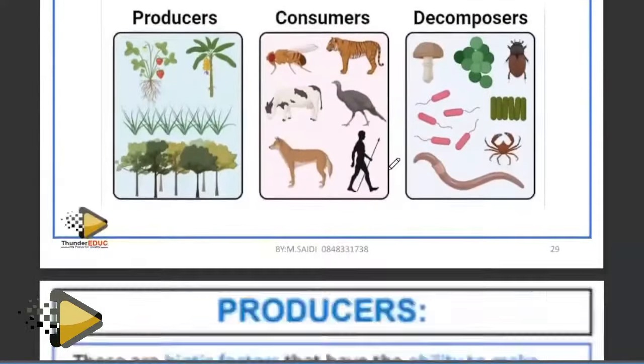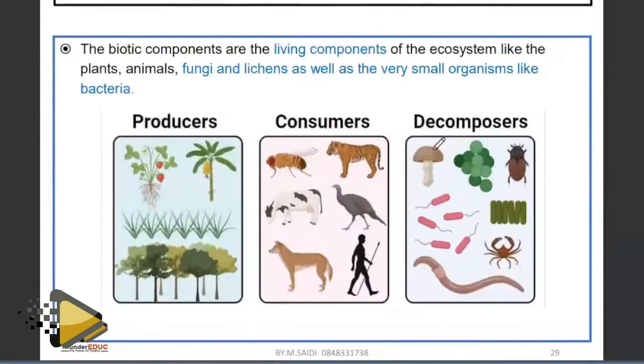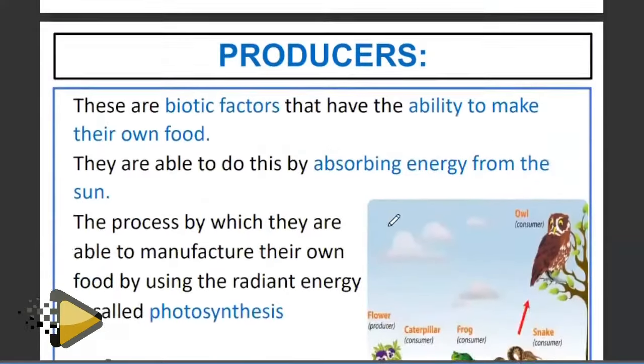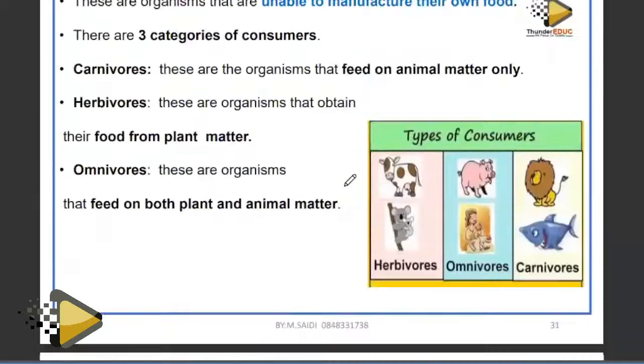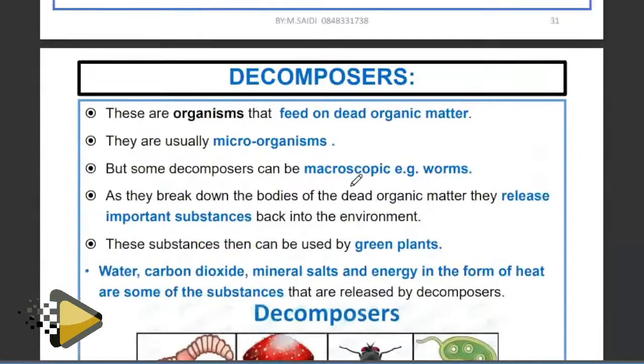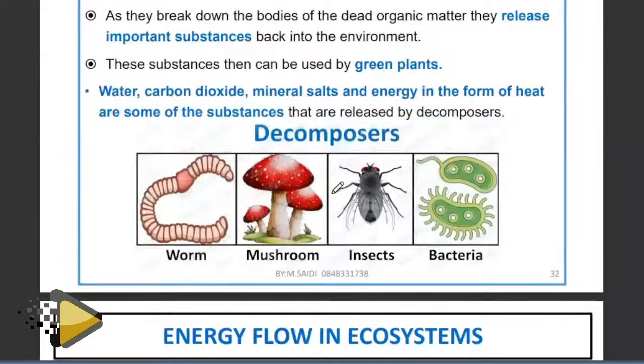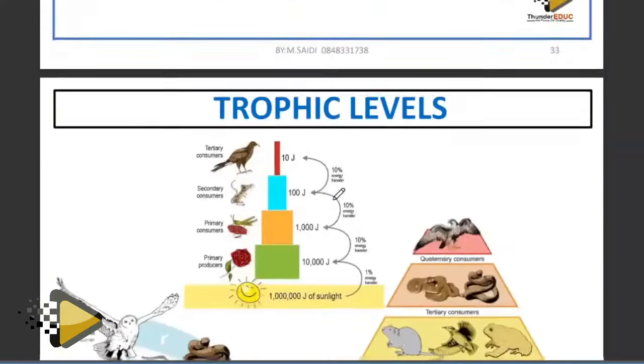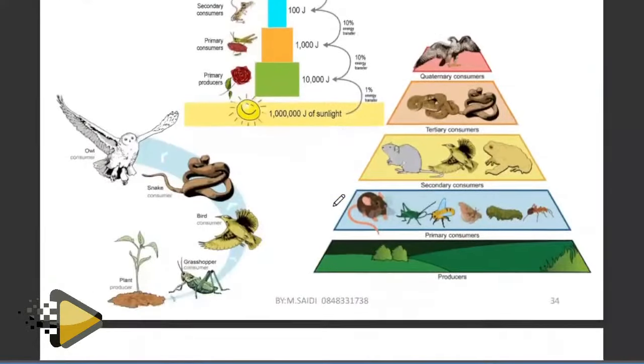Then, don't forget that this is 54 marks, né? And whatever you're talking about, I think you know. These consumers, decomposers, how do we set this? When it comes to this, we are looking at a situation whereby you need to do some calculations. Decomposers, food chains. When we talk about food chains, food web.